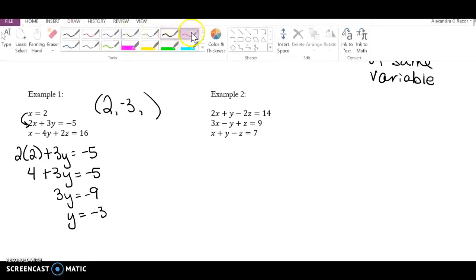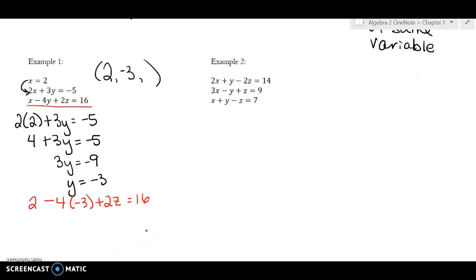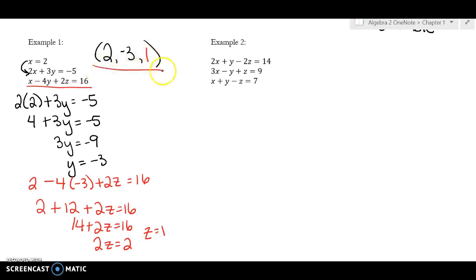When I have two of the answers, I'm going to use the third equation because it has x, y, and z. I'm going to plug in my x, plug in my y, and solve for z. So now I have 2, a negative 4 times a negative 4 is a positive 12. So this gives me 14 plus 2z equals 16. I subtract 14 on both sides, and so z is 1. That one was a relatively easy one because I already gave you some of the answers. Example 2 is not as easy.